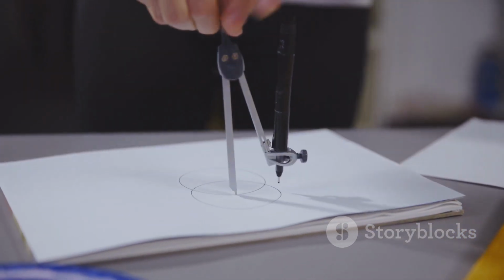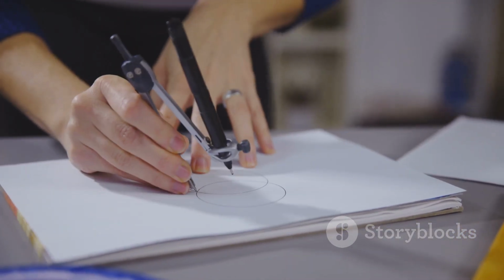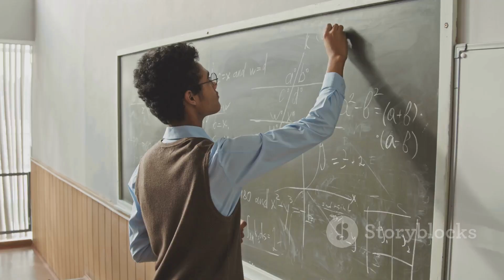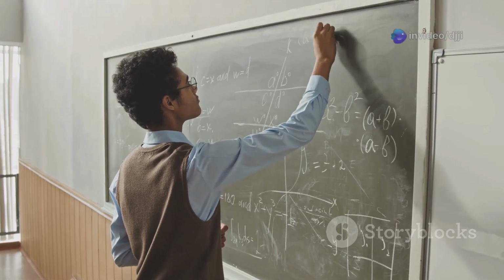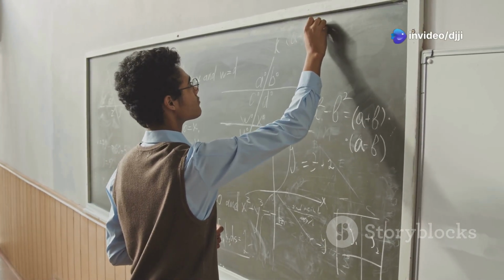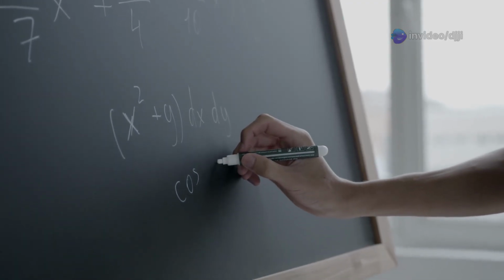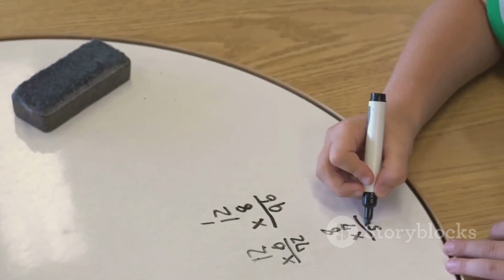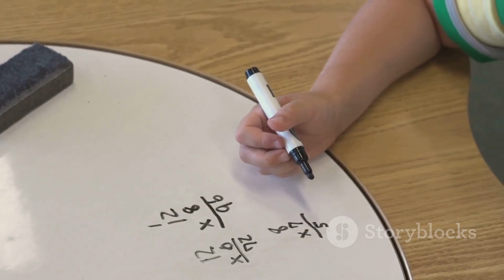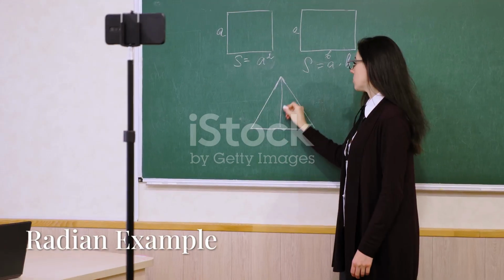A full circle, which is 360 degrees, is equal to 2 pi radians. Therefore, 1 radian is approximately 57.3 degrees. To convert degrees to radians, you multiply by pi over 180. And to convert radians to degrees, you multiply by 180 over pi.